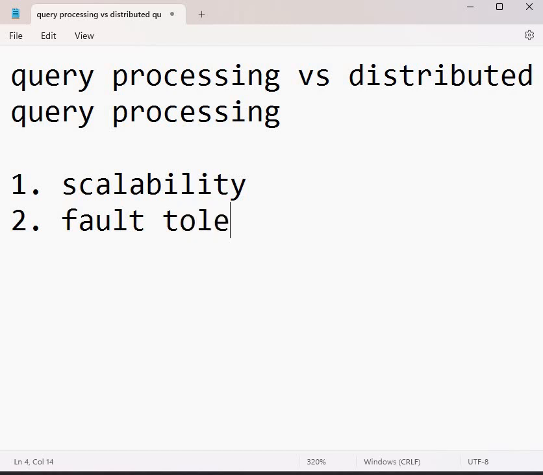Another one is fault tolerance. If we talk about traditional query processing, there is only one database, one server. If it stops working, everything stops, right? So there is no fault tolerance. But in distributed query processing, because there are many servers, if one server fails, the others will still continue the work, right? So there is higher fault tolerance. The work will not stop because other servers are still working. And sometimes we can use other servers to store copies of data. So that's a different concept.